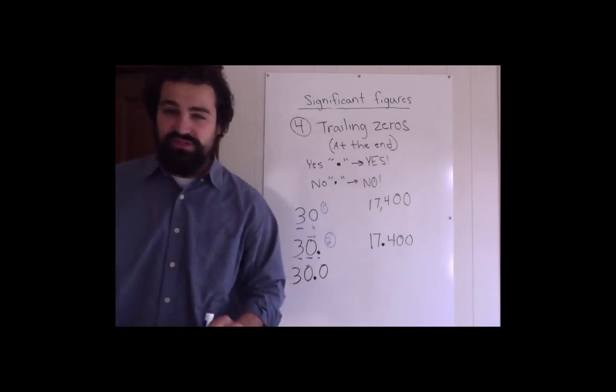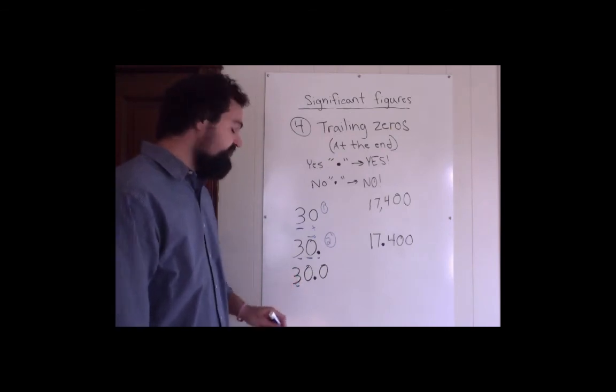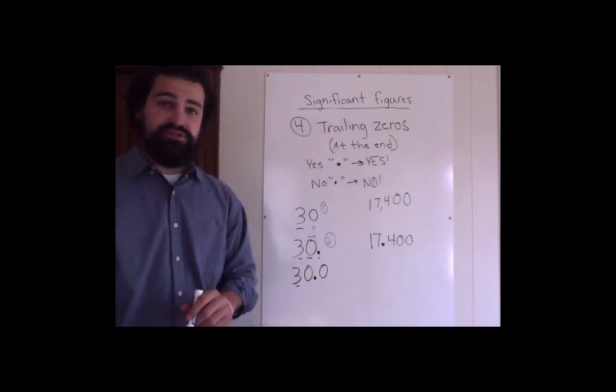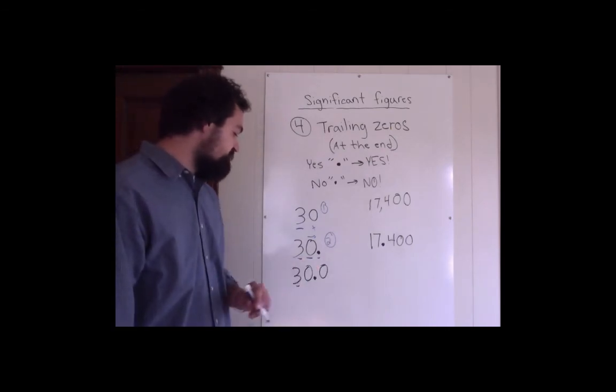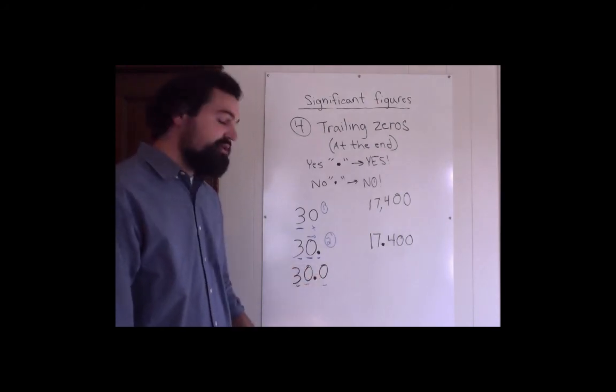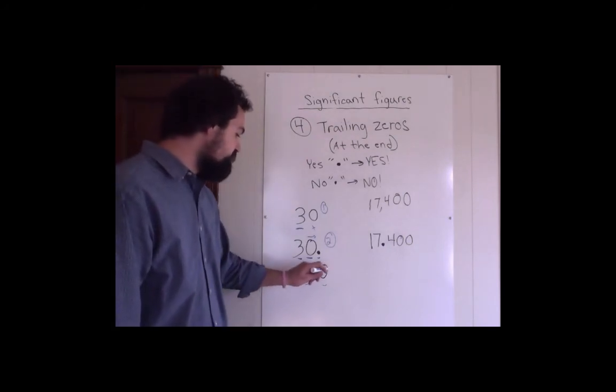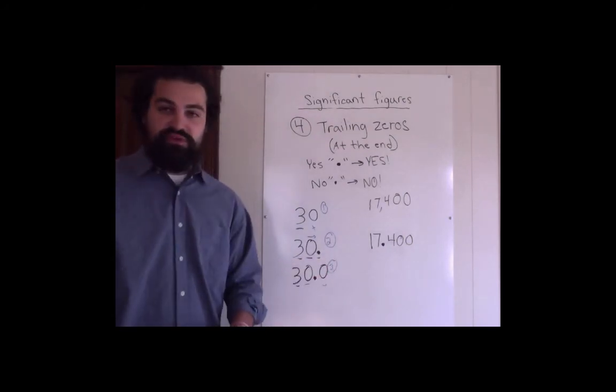Now let's take this one step further. 30.0. The 3 is a non-zero, so it is significant, and the 0 is at the end. Yes dot yes. So since there is a decimal, all zeros at the end are significant, and this has 1, 2, 3 significant figures.